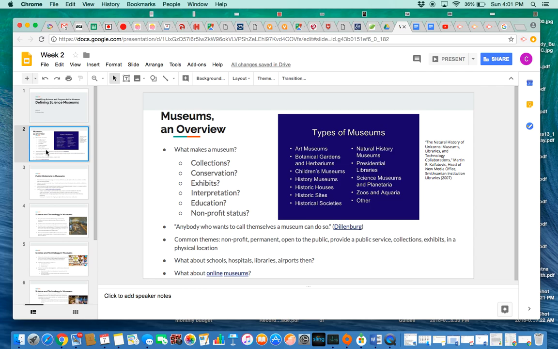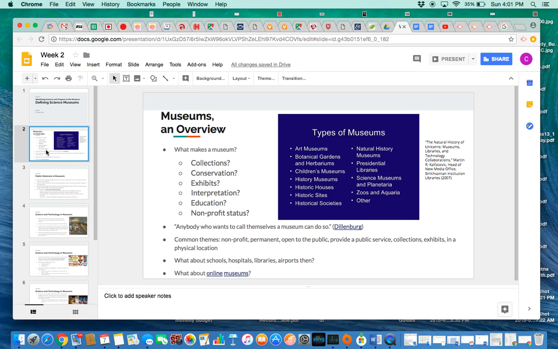They're not making money off of the work that they do. Most of the time, museums are service-based institutions. They have some sort of goal that they are trying to fulfill. It's part of their mission, the work that they do in which they serve the public.